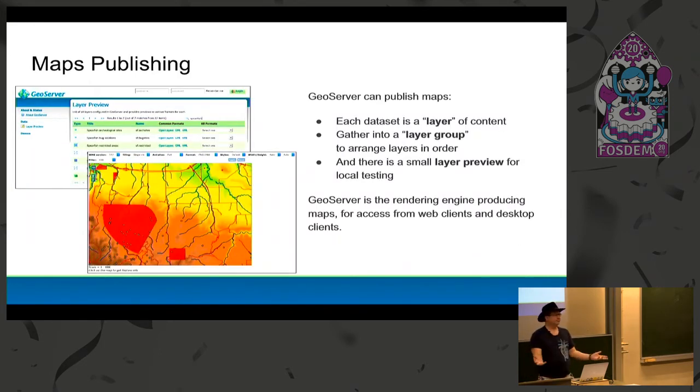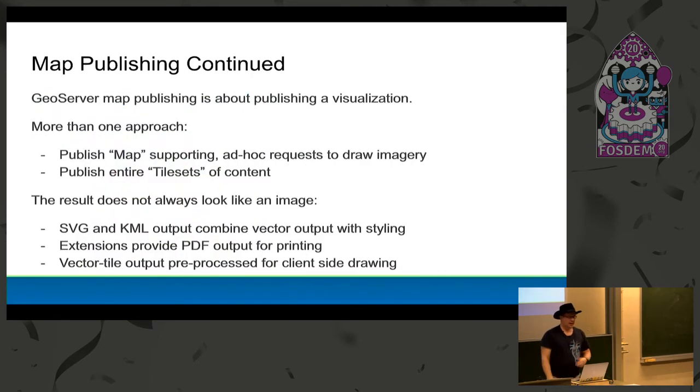So most people come to GeoServer just wanting to publish a map. So each data set in GeoServer speak is a layer of content. You can actually gather those layers into a group and arrange them in an order to like make a little base map or something. There's also a small little layer preview that you can use to like test things out locally. GeoServer in this case is the rendering engine, so it's producing maps for clients on the web, desktop, mobile, etc. We've got more than one approach.